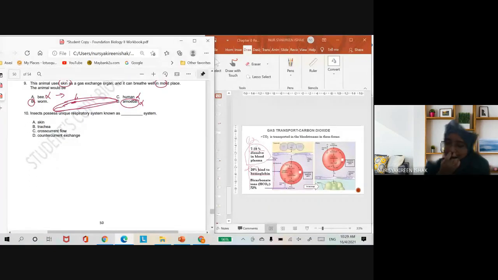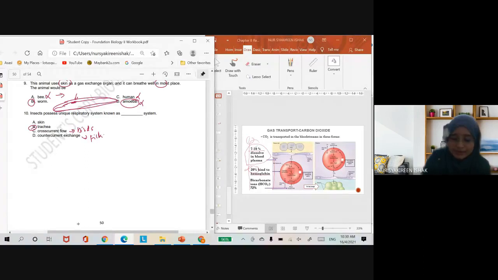Okay. Number 10, insects possess a unique respiratory system known as the tracheal system, which is branches of air tubes. Okay, the respiratory gas, oxygen, will enter into spiracle and into the tubes until the tube leads to individual cells. So that is for insects. Okay, kalau cross current ni dalam bird, birds. Counter current dalam fish. Okay, counter current.